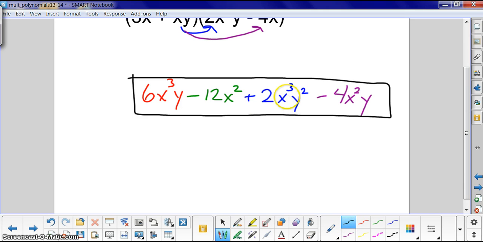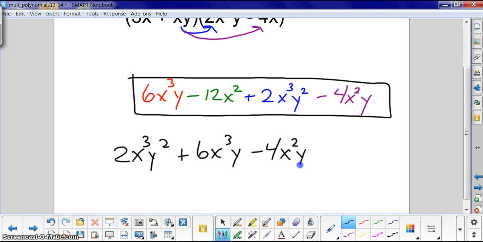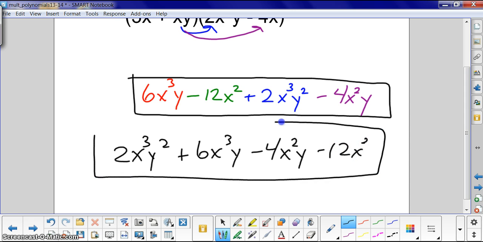Degree 5, 3 plus 2 is 5. So 2x cubed y squared. Here's degree 3, here's degree 4, plus 6x cubed y minus 4x squared y minus 12x squared. All right, there's my final answer for that one. Four terms, descending order, leading coefficient of 2. Polynomial has a degree of 5 altogether.